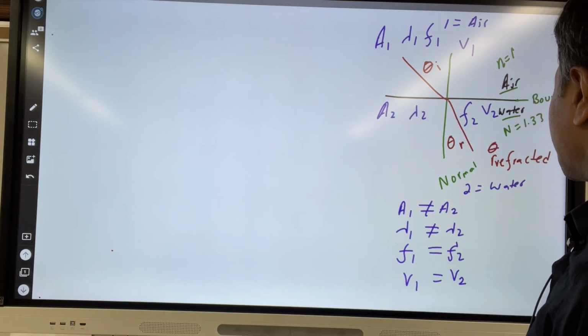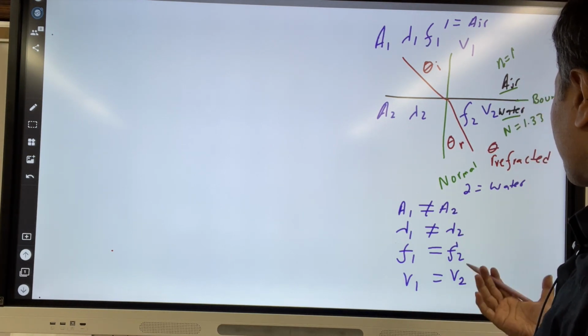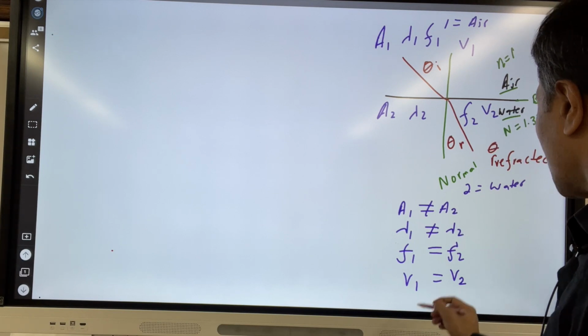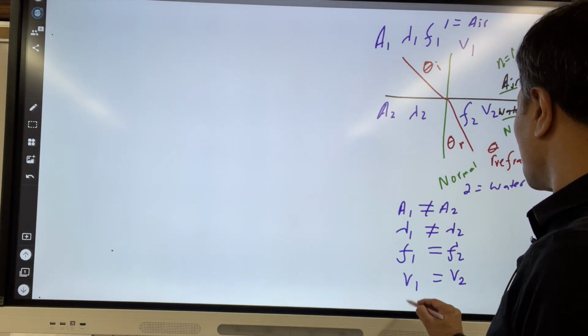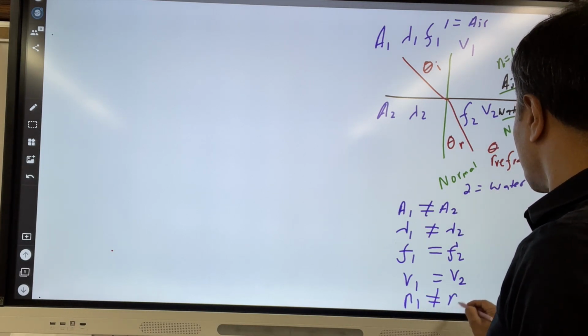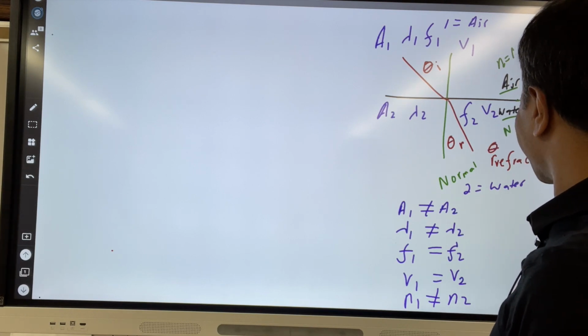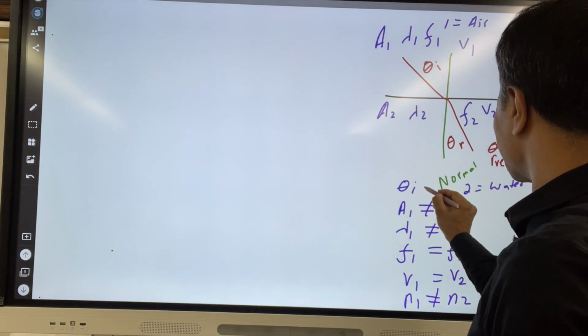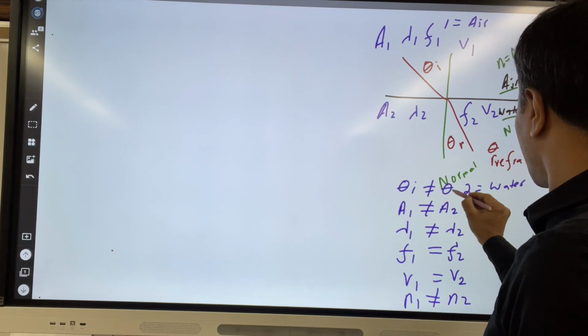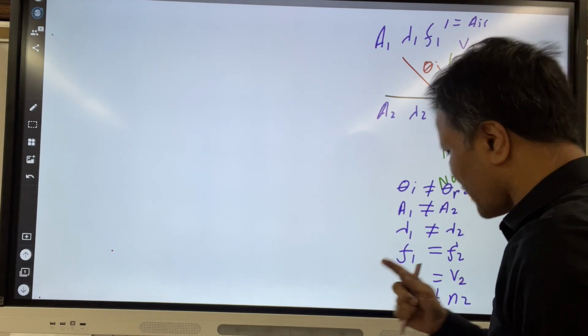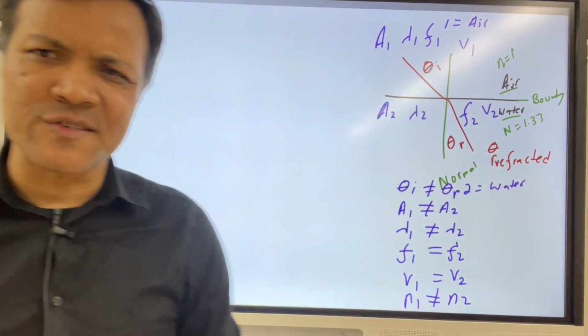What else are we going to write? We can keep going on. N1 is not equal to N2. We're going to write that the incident angle is not equal to the critical angle, right? Well, the refracted angle. Okay. So let's discover this thing.